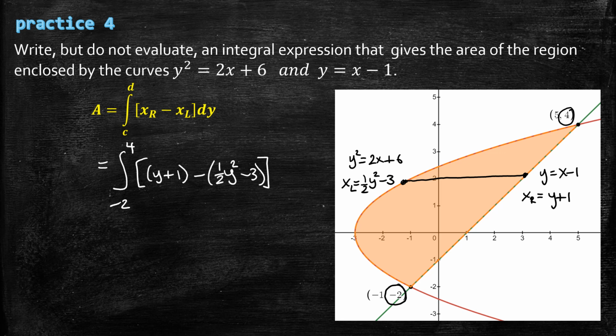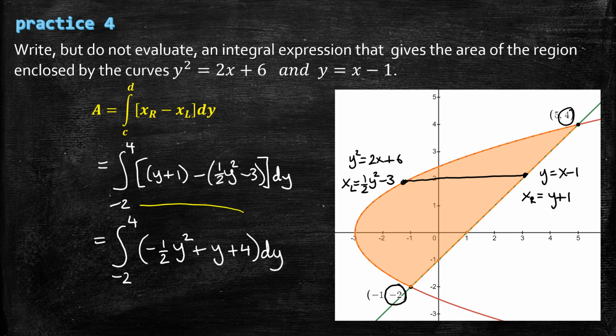And we have to remember that we are integrating with respect to y. So just tidy this up a bit, maybe put it in standard form because it's a quadratic: negative 1/2 y squared plus y, and then plus 4, dy. And this is as far as we have to go because we have to write the integral expression, but we do not have to evaluate it.